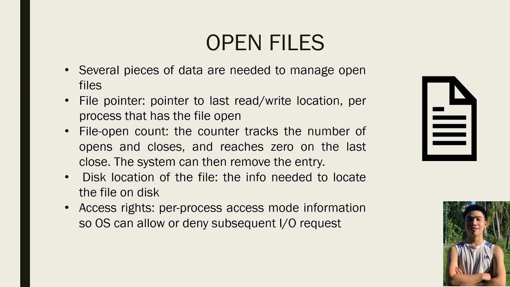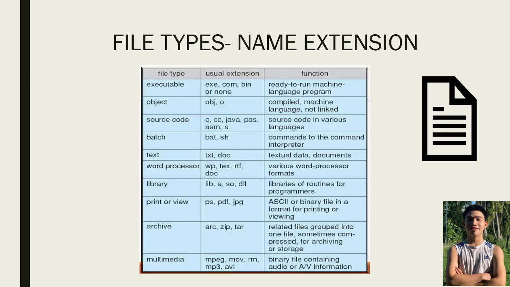So, for the location of the file, like what I've said a while back, we need to locate the file and the info needed to locate the file on disk. So the access rights per process, access mode information. So the operating system can allow or deny subsequent IO requests. So the file types or the name extension.